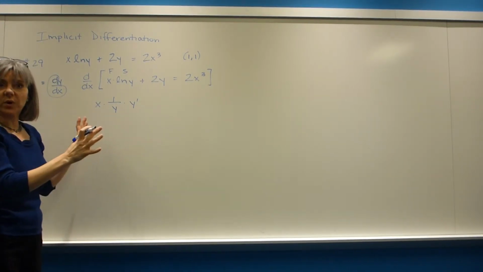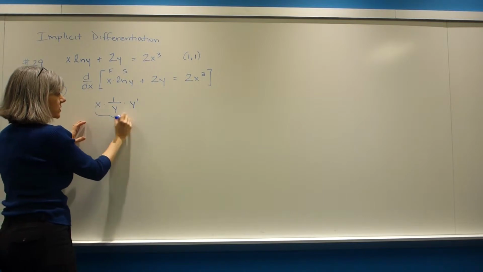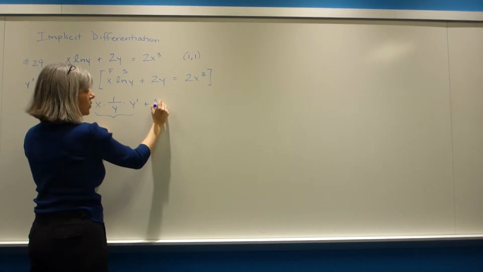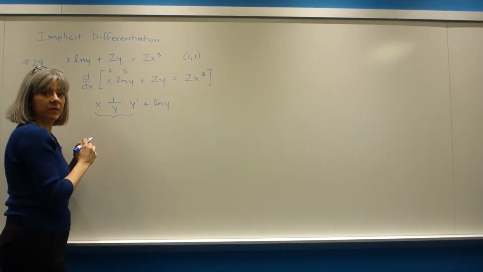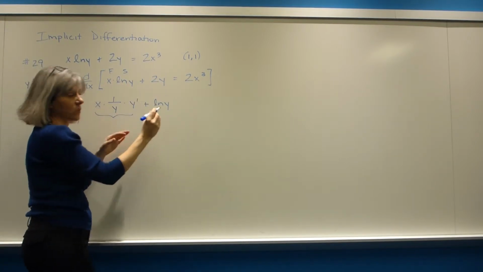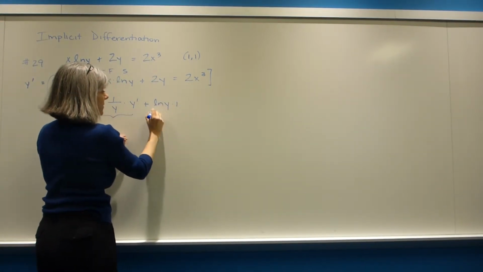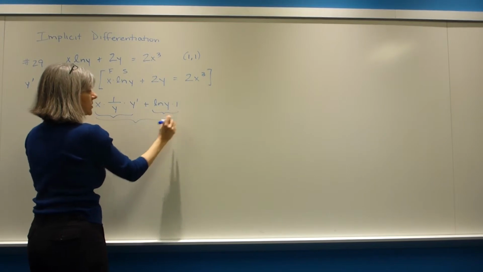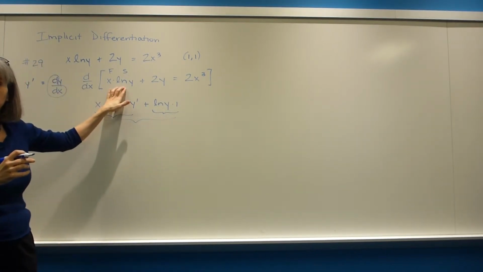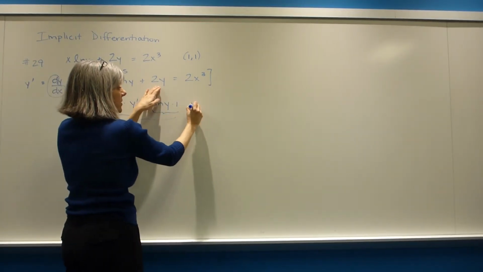Am I done with the product rule? No, this is just the first term. So now I need to add the second, y times the derivative of the first. It's just 1. Okay, so now I'm done with the product rule. All of this right here is just taking the derivative of that first term. Okay, so let's move on to the next one.